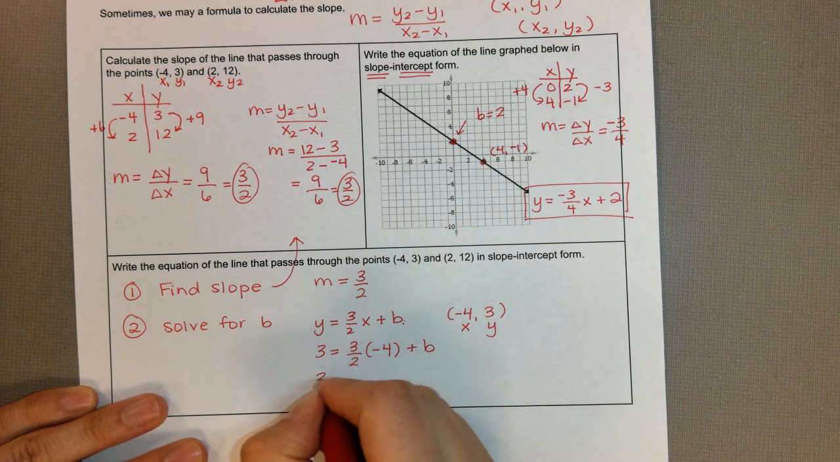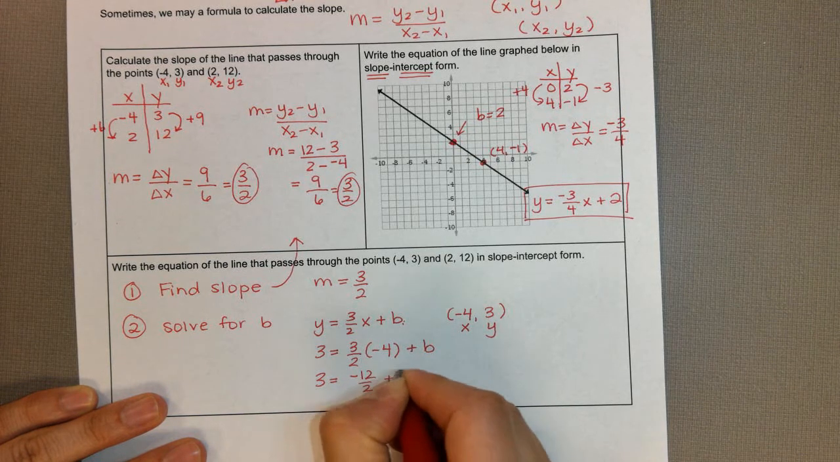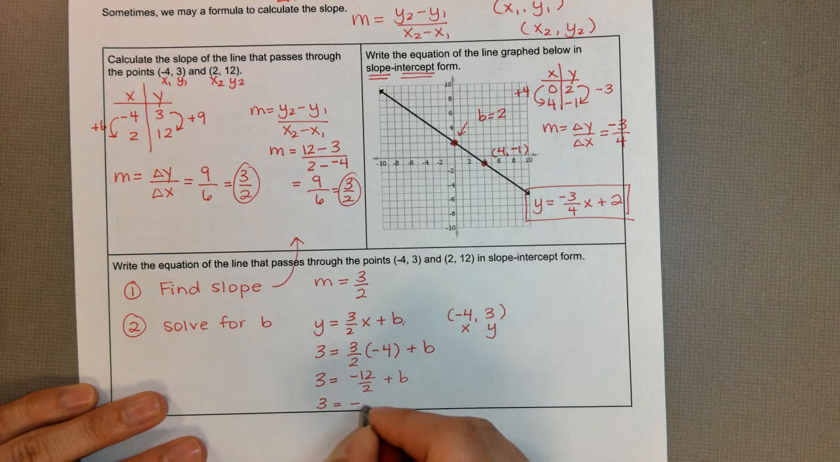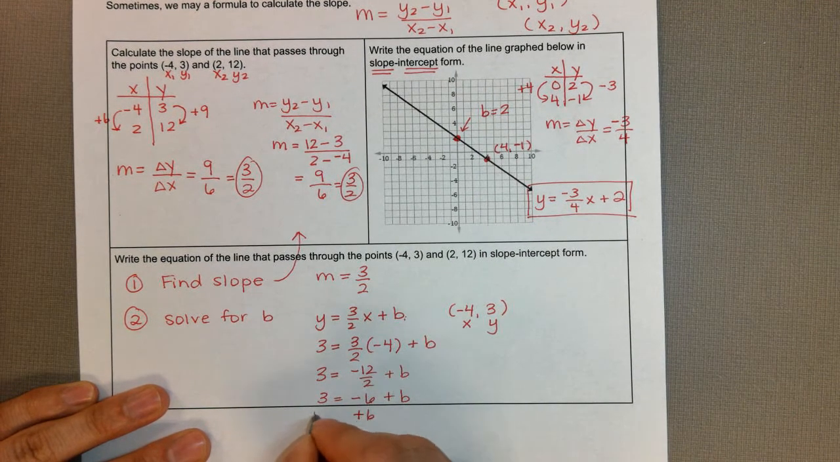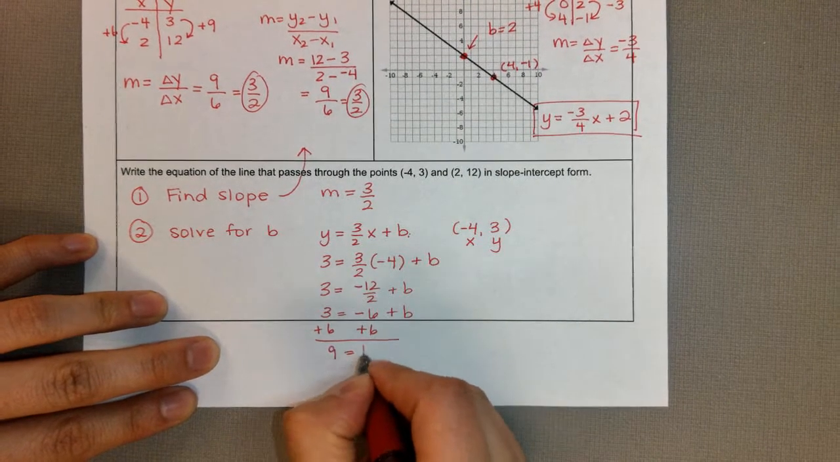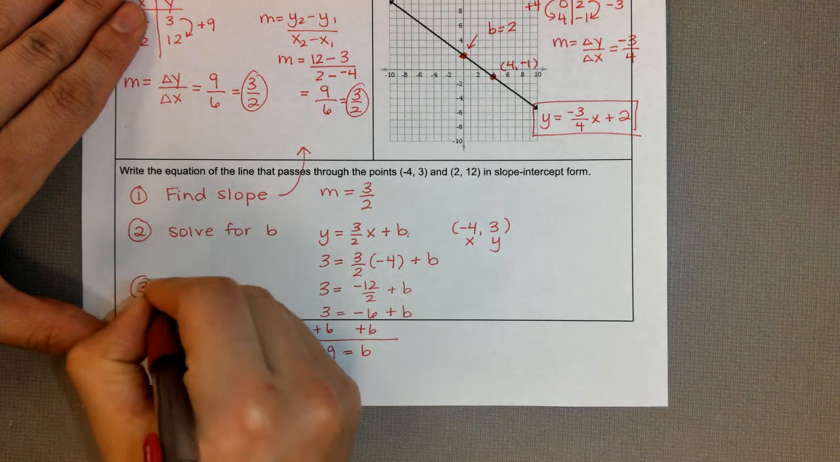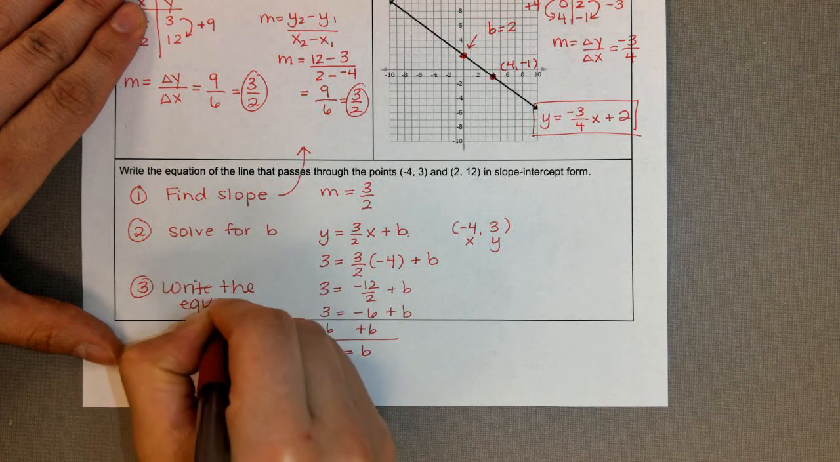So I have 3 equals 3 halves times -4, that's -12 over 2 plus b. Negative 12 over 2 is just negative 6 plus b. So if I solve this, I'm going to get 9 equals b. So my third step will be write the equation.